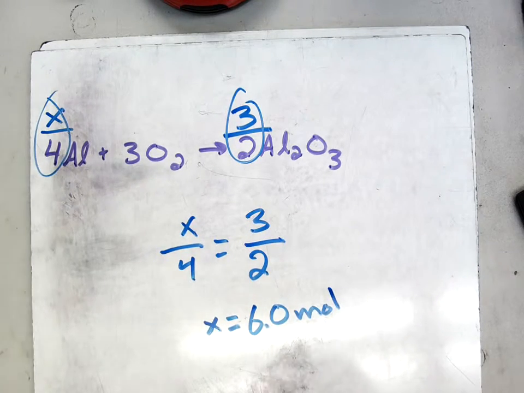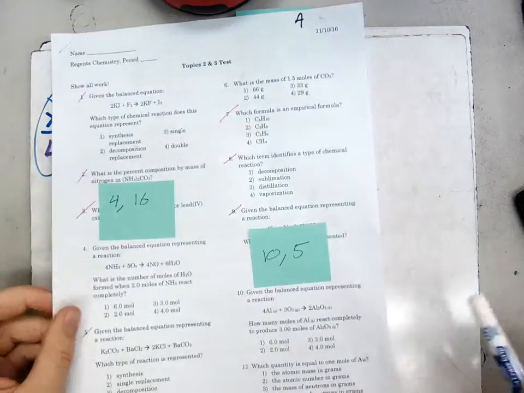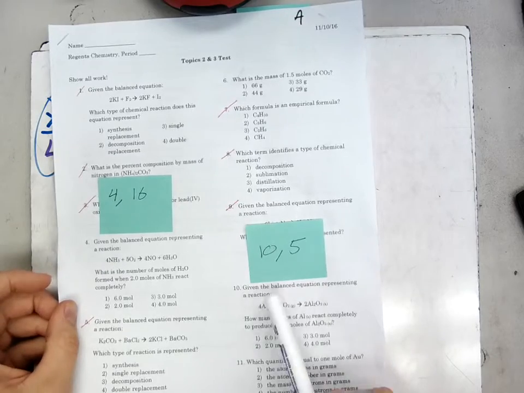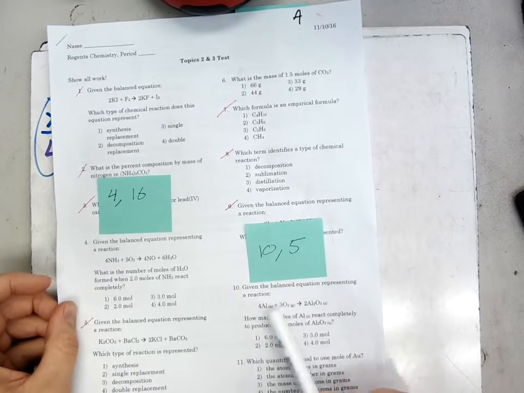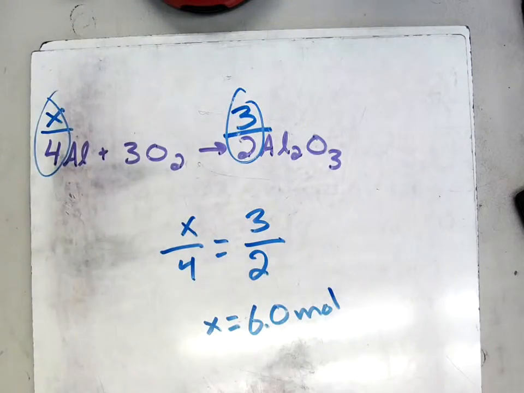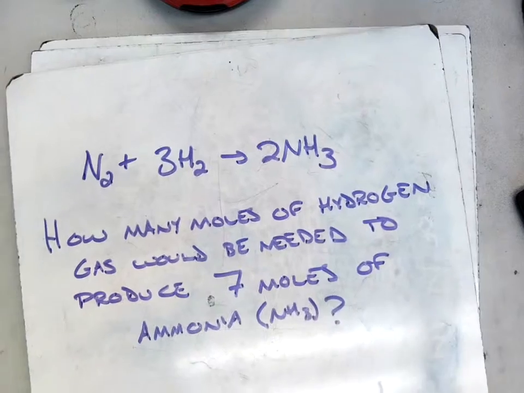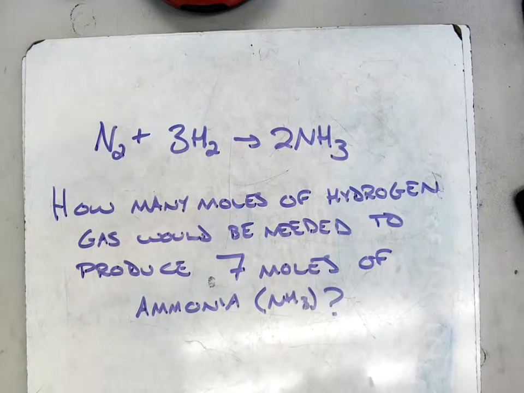And that's the answer. Hopefully you fixed this. Please feel free to write on your actual test, on that reaction there, put an x, put a 3, write all around it. And here is the question that you're going to tackle on your own. How many moles of hydrogen gas would be needed to produce 7 moles of ammonia?